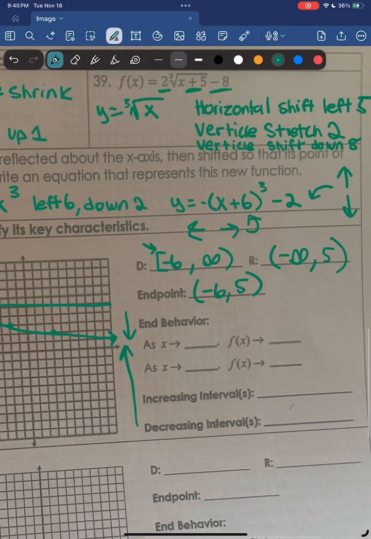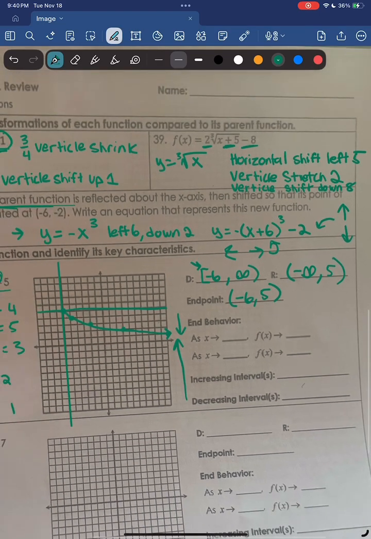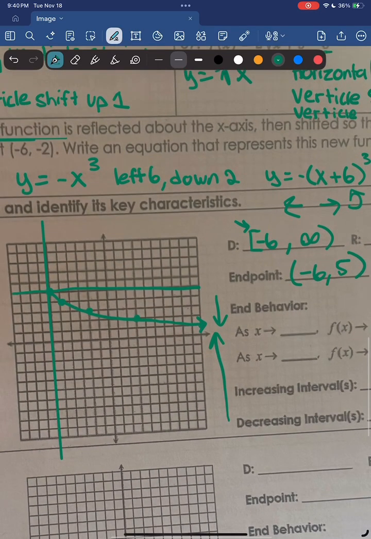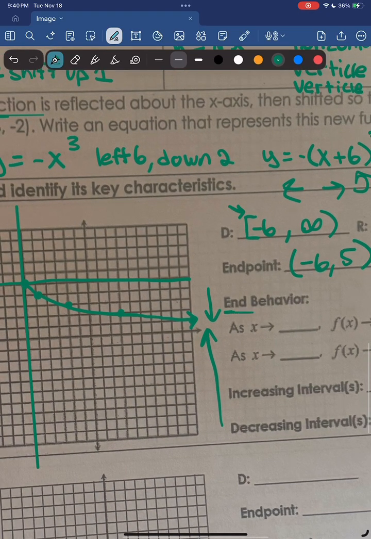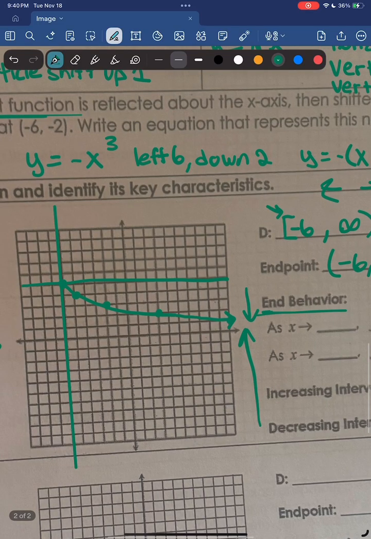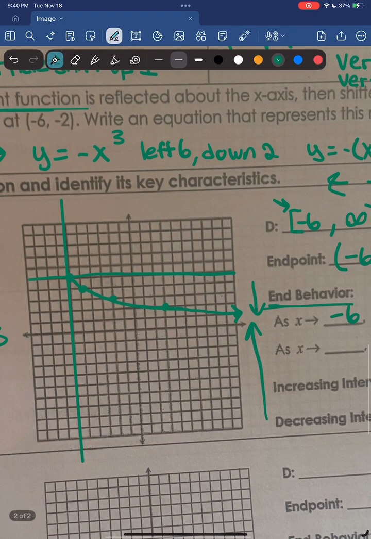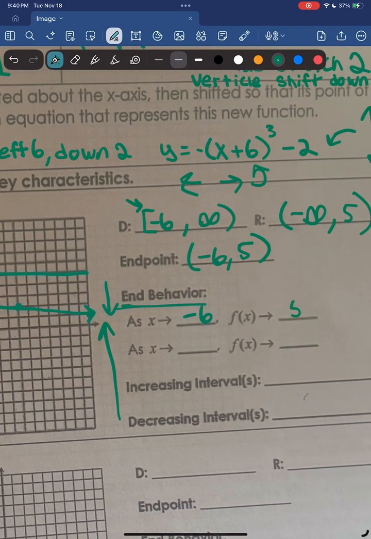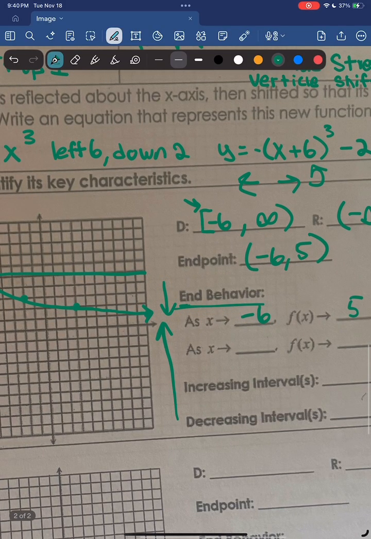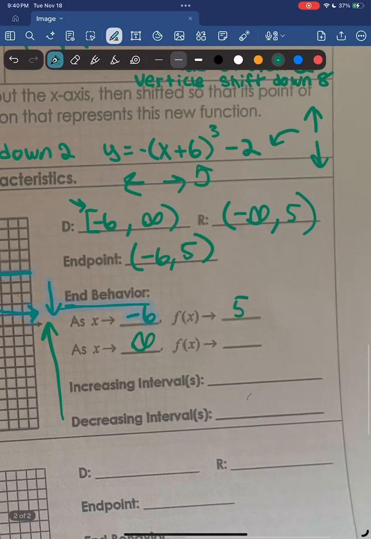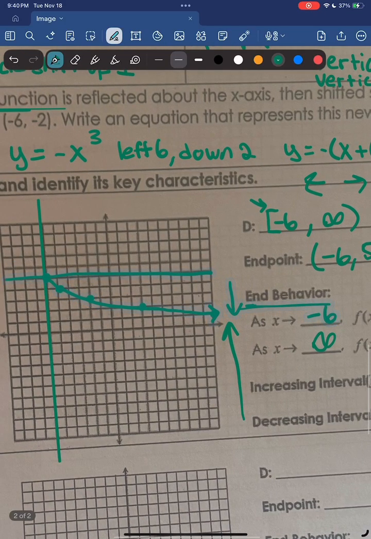So as the x value, right? Okay, yeah, so this is asking about the end behavior. So as x goes to negative 6, right? Because that's where we start having problems. Y goes to 5. And as x goes to infinity, y is going to go to negative infinity, right? As the x value increases, the y value decreases. We'll leave it, it's fine.